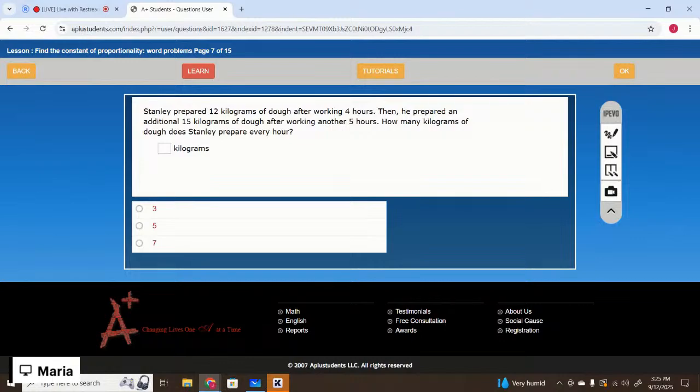Stanley prepared 12 kilograms of dough after working 4 hours. Then he prepared an additional 15 kilograms of dough after working another 5 hours. How many kilograms of dough does Stanley prepare every hour?